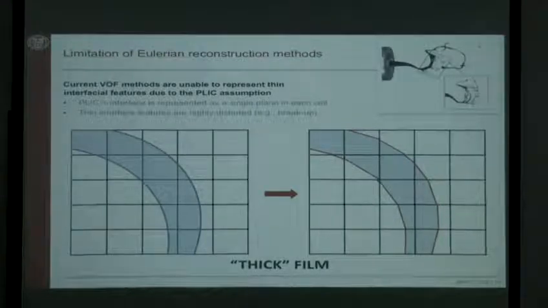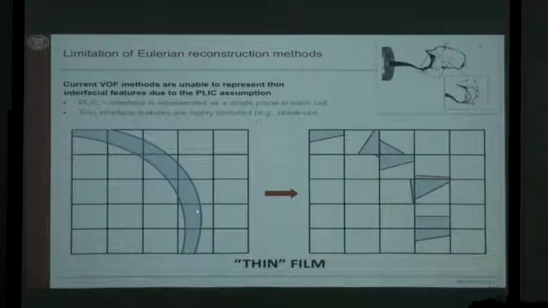As soon as I go to a thinner structure, so if my film should look like this, with a characteristic size on the order or even smaller than the mesh size, then the assumption of a single plane per interface means that I need to mess up my topology. So anytime we'll be dealing with thin interfacial structures, we'll be distorting them heavily because of the way PLIC handles a reconstruction.